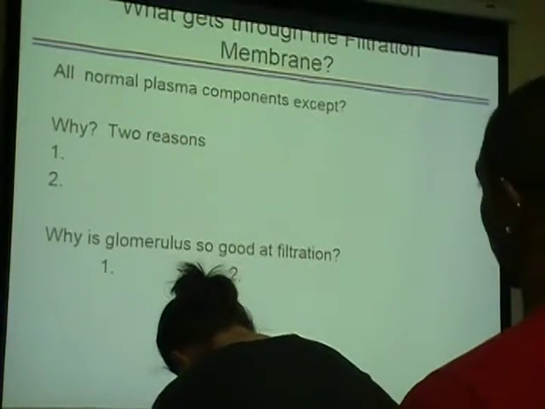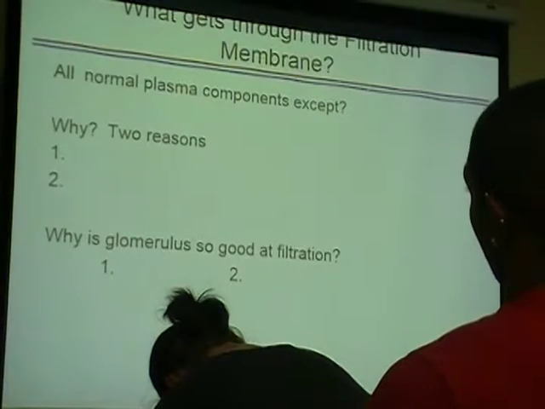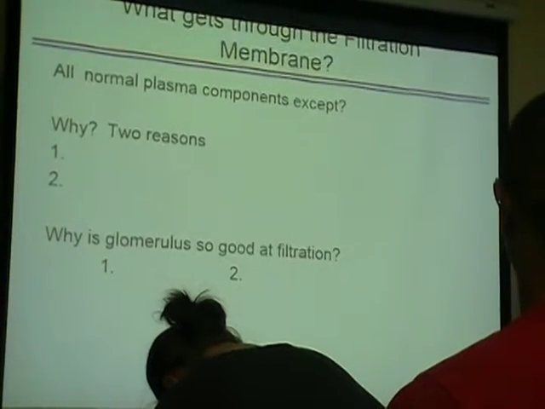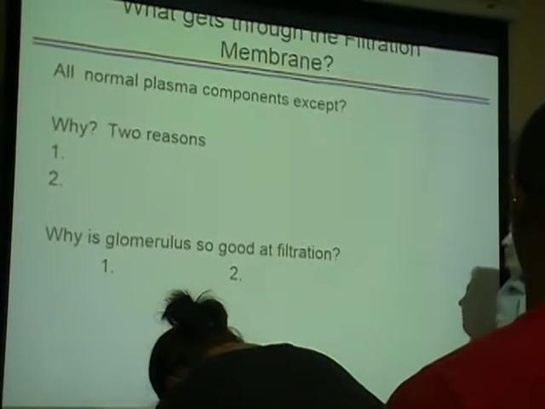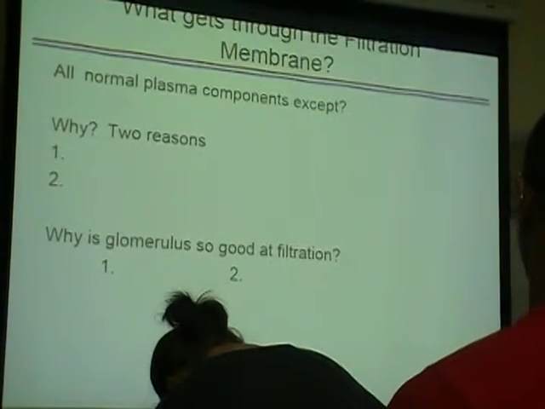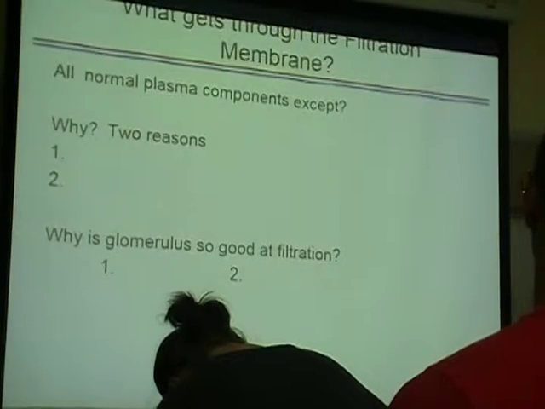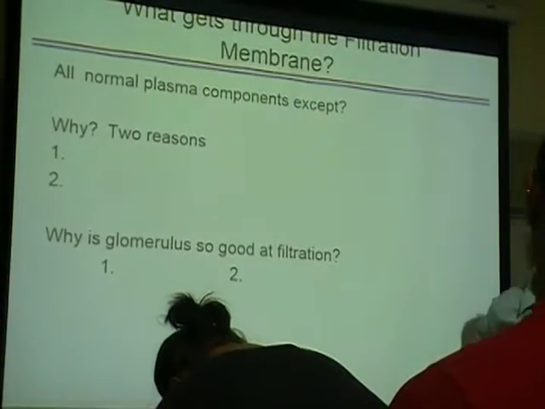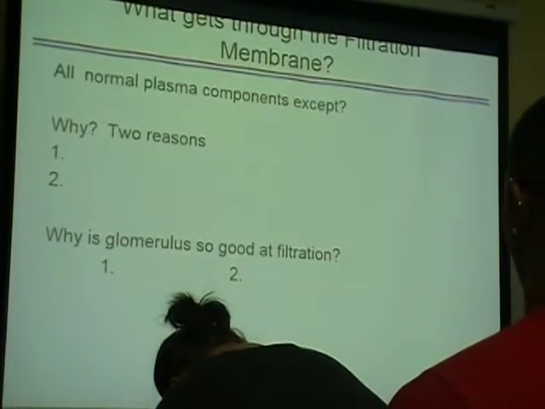All right, so we can answer these. What gets through the filtration membrane? All normal plasma components except for what? Formed elements, yes. And of course, albumins. What two reasons? Why, for two reasons? Size and charge. That's the answer to that: size and charge.